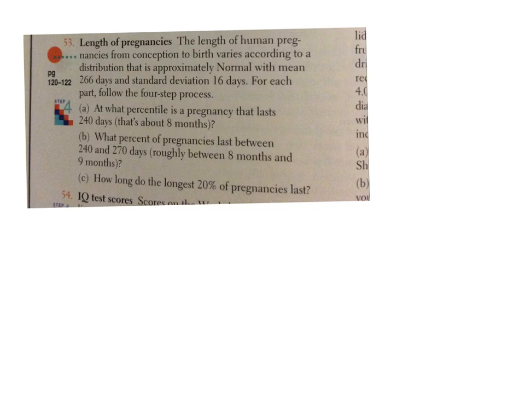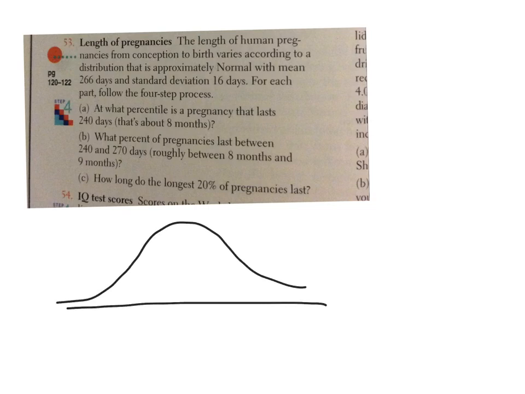So now I'm going to look at the percentage of pregnancies that last between 240 and 270. So I am going to draw this picture again. And 240, we just did that one, that's way down here. So that's 0.052, or about 5.2%, to be a little bit more precise. That's that area. And 270. So let's see, we're at 266, so kind of up in here.